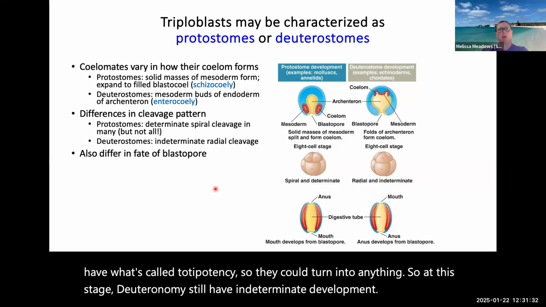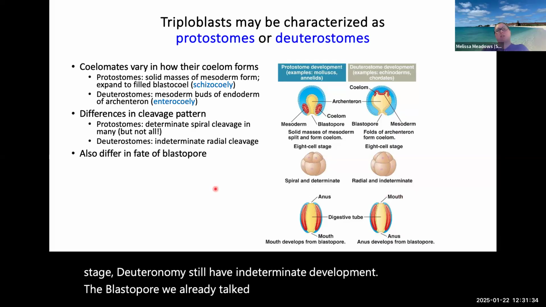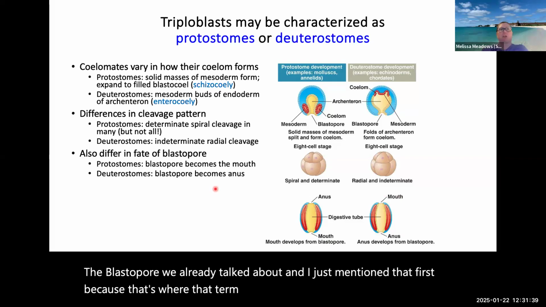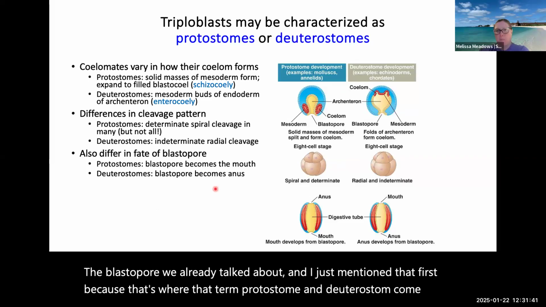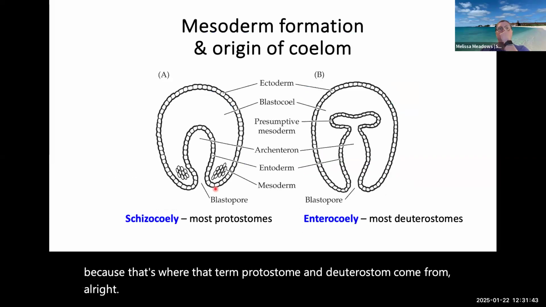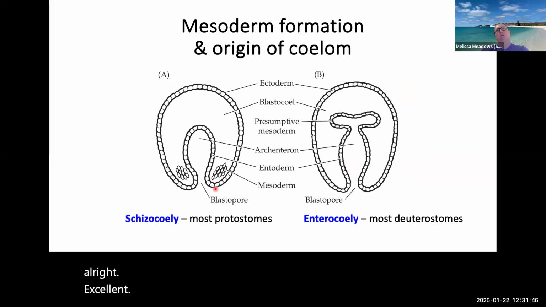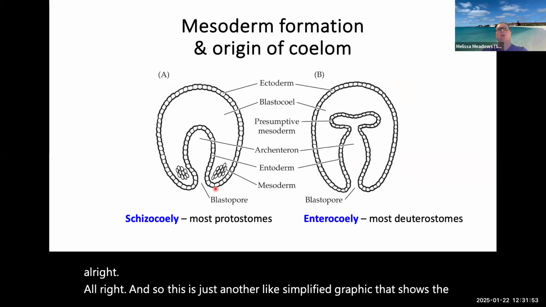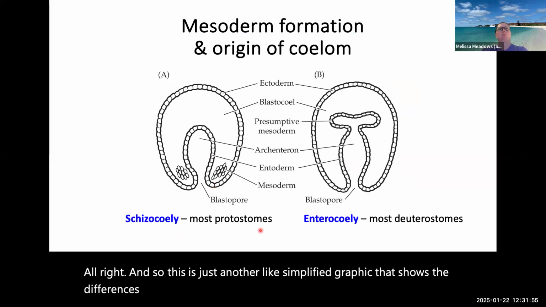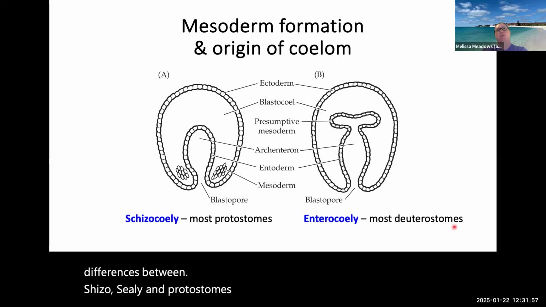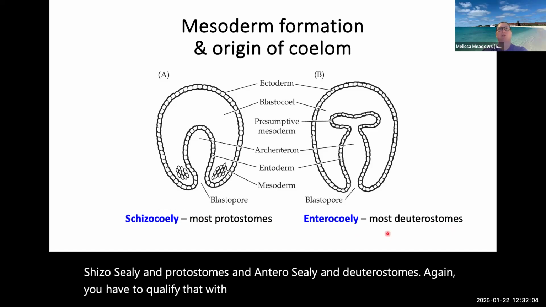The blastopore we already talked about, and I just mentioned that first because that's where the terms protostome and deuterostome come from. All right. Excellent. All right, and so this is just another simplified graphic that shows the differences between schizocoely and protostomes and enterocoely and deuterostomes. Again, you have to qualify that with most on both of those.